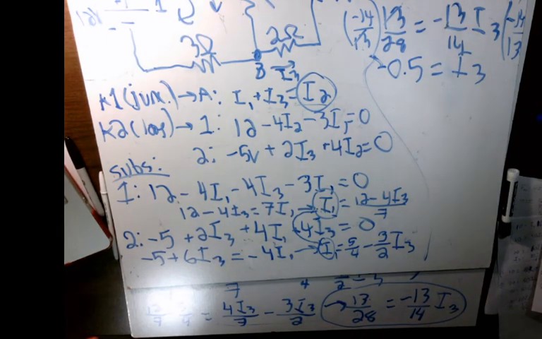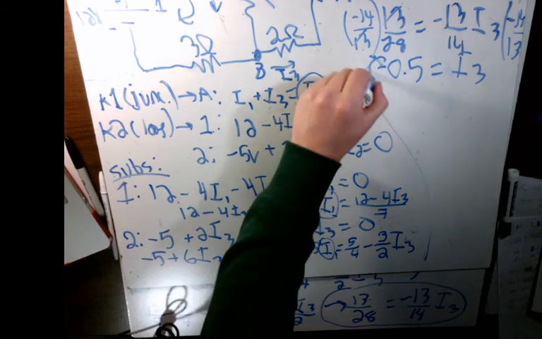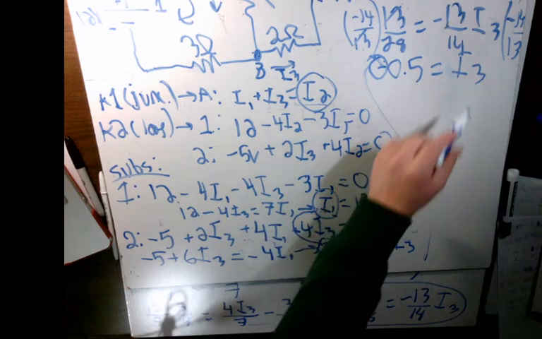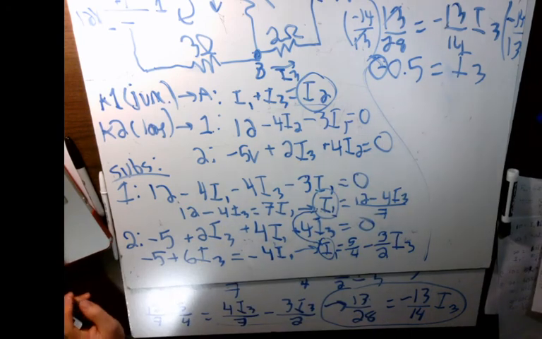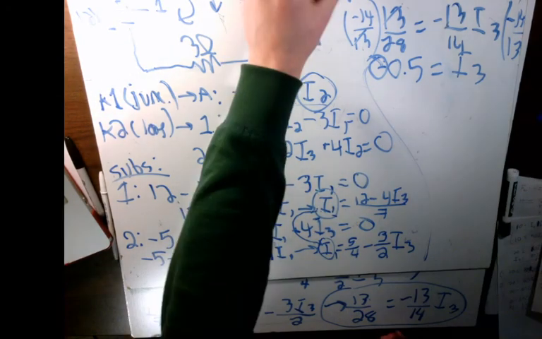Yeah, that seems right. So what does this negative mean? It means that I assumed the direction of I3 incorrectly. So I3 is actually headed down.